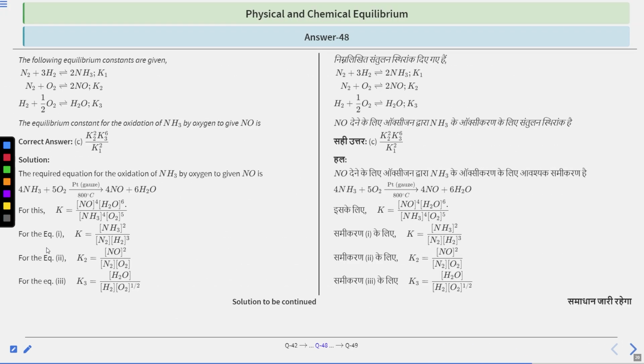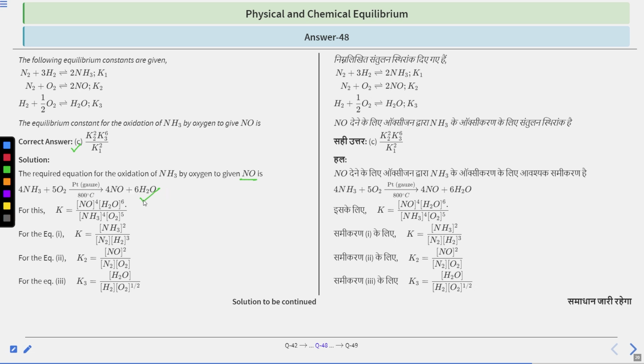Okay, let's see. So the correct answer is option C, that is K2 square, K3 whole power 6 divided by K1 square. So we have asked the equilibrium constant for this equation. Our required equation for the oxidation of ammonia by oxygen to give NO is 4NH3 plus 5O2, in the presence of platinum gauze at 800 degrees Celsius temperature, giving us 4NO and 6H2O.